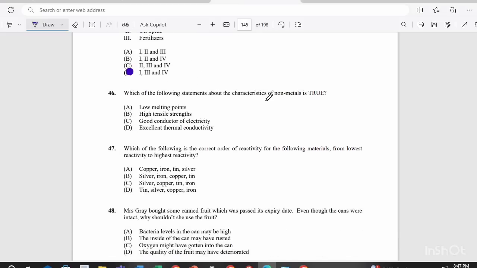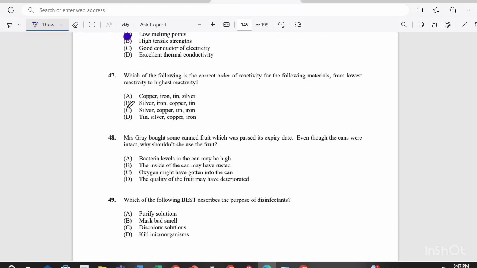Which of the following statements about the characteristics of nonmetals is true? This is question 46. Is it A, the nonmetals have low melting points, B, they have high tensile strengths, C, they are good conductors of electricity, or D, they are excellent thermal conductors? The answer there is A, they have very low melting points.